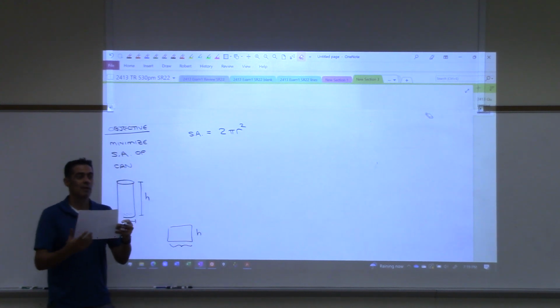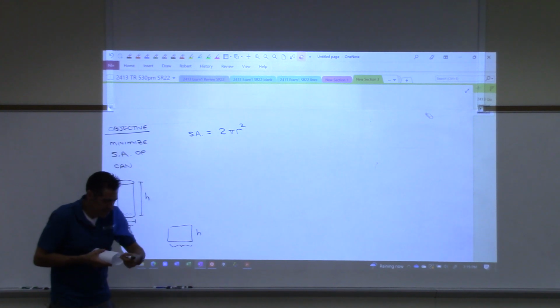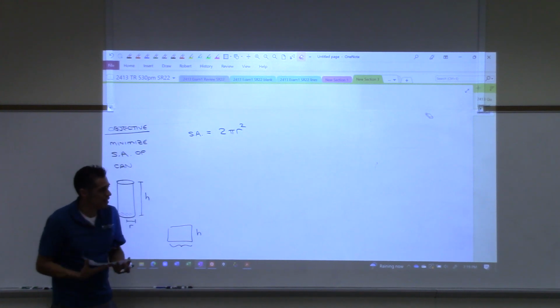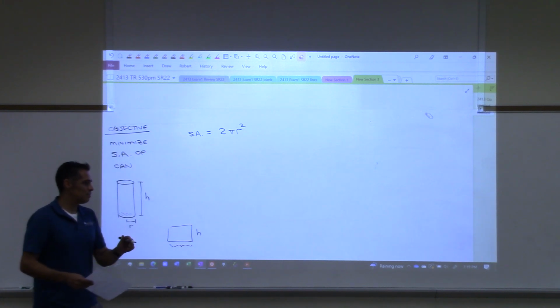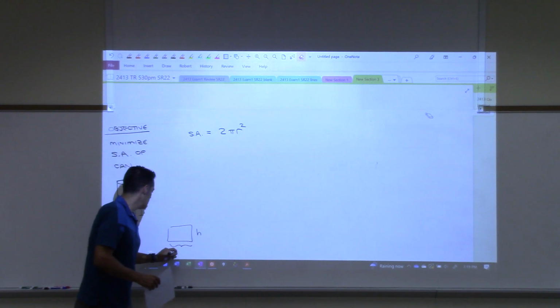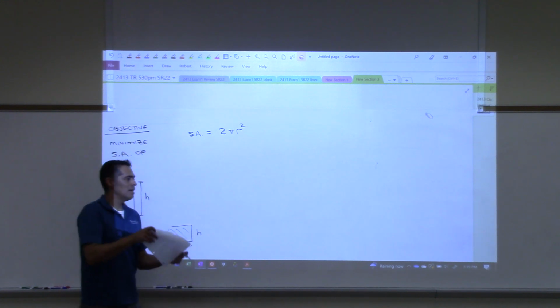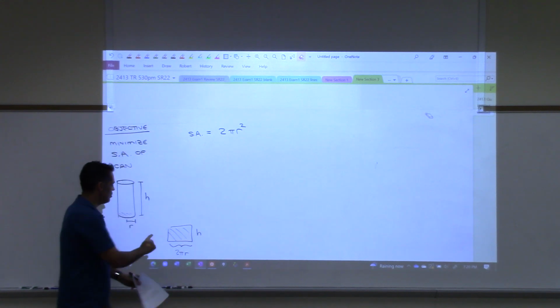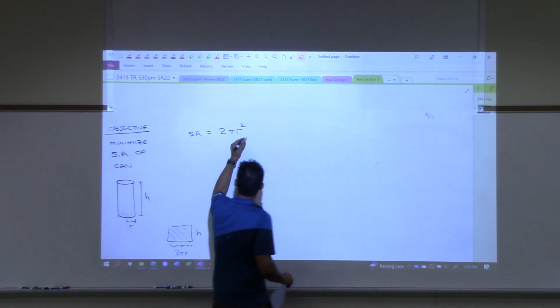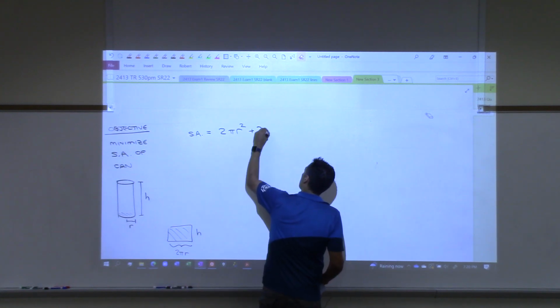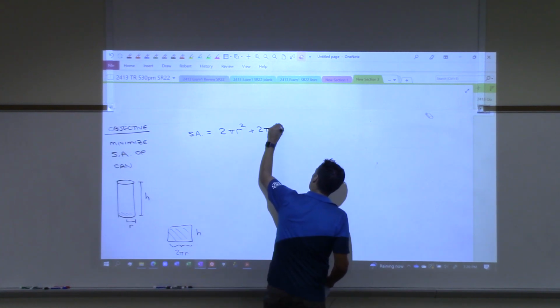The radius. Close. It's the circumference of this thing, isn't it? Right? I laid it open. What's the circumference of a circle? 2 pi r. Very good. So this is 2 pi r. So the area of this laid open is 2 pi r, which was the circumference, times the height. So plus 2 pi r h.